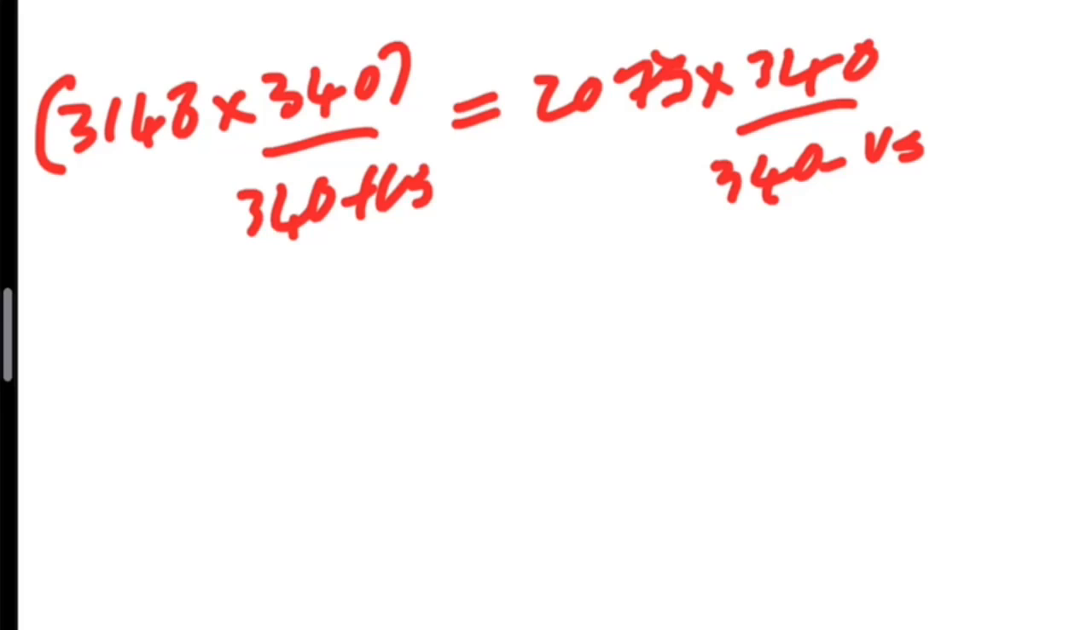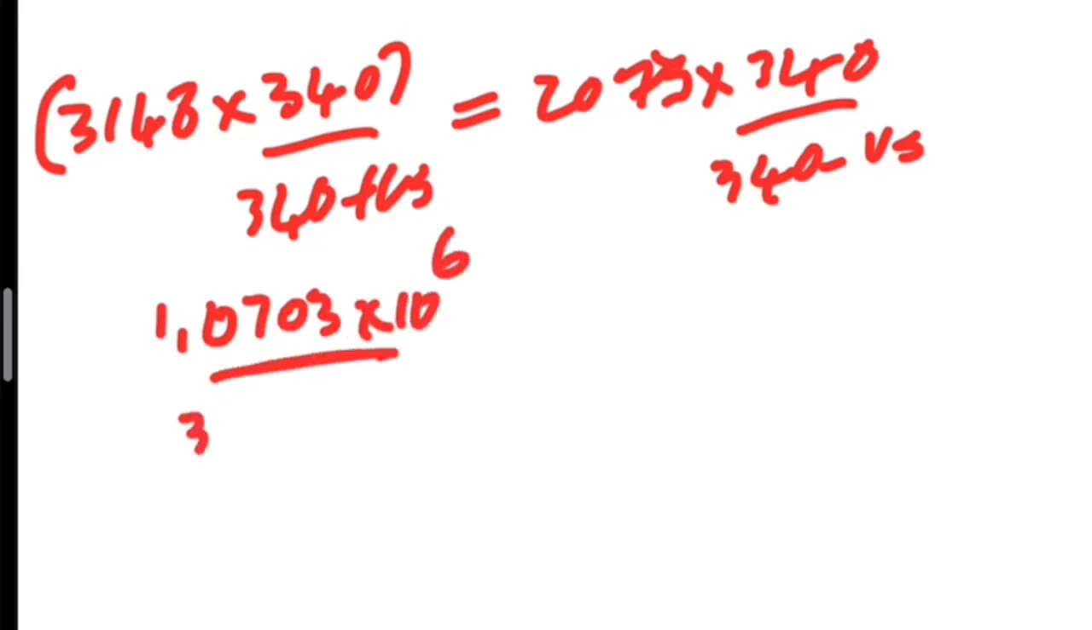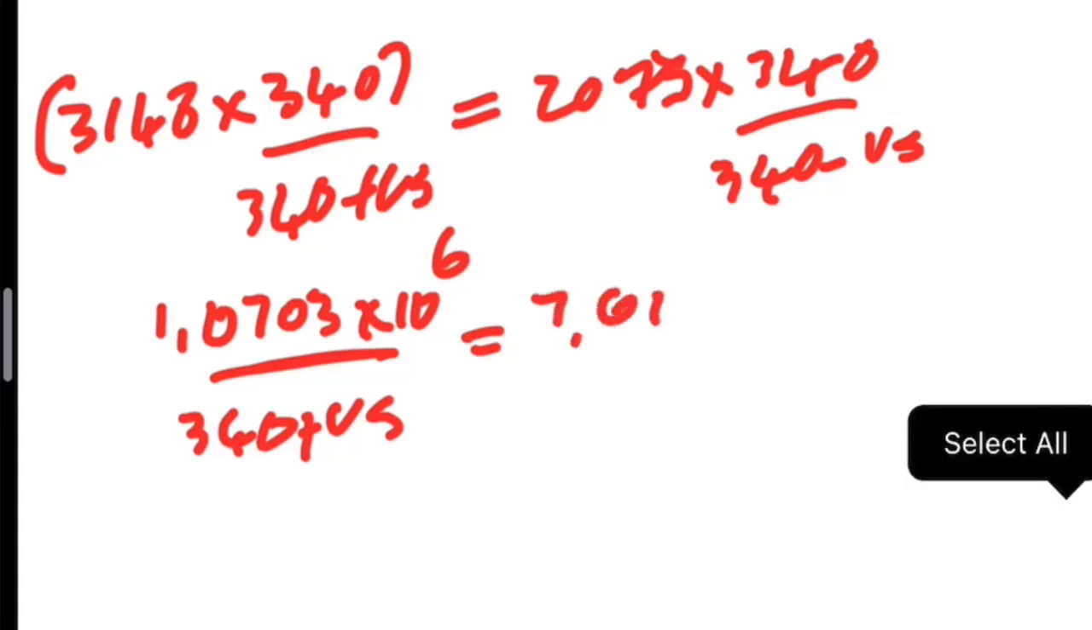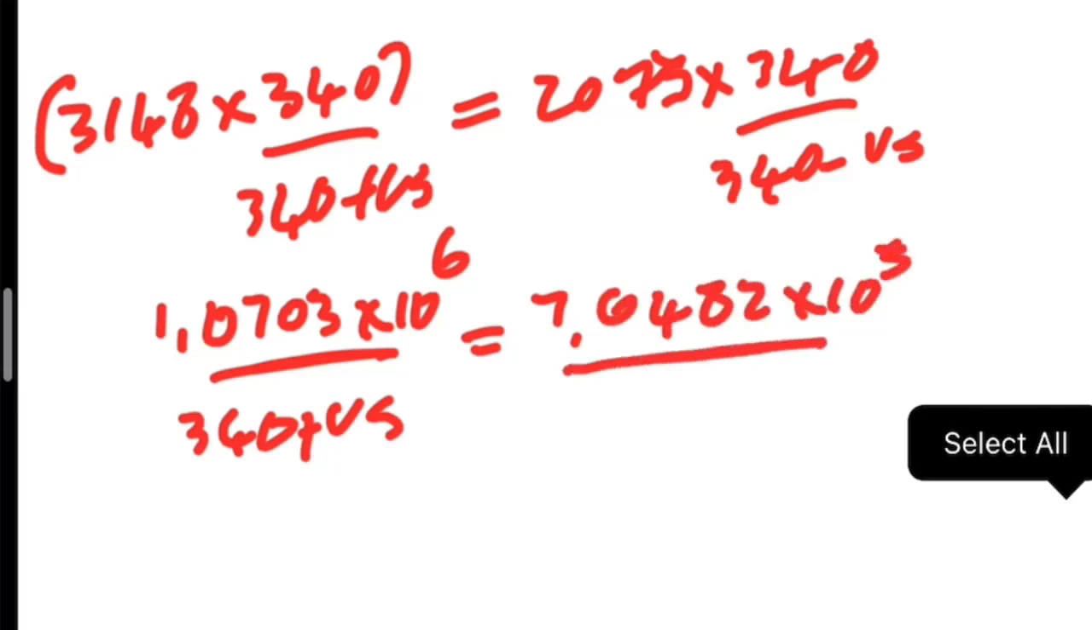Right, let me put it in scientific because I'm getting a very big number. So in scientific, when I do that, I'm getting 1.0703 times 10 to the power 6, divided by 340 plus Vs. This will be equal to, so now 2073 multiplied by 340. This is 7.0482 times 10 to the power 5. Everything divided by 340 minus Vs.